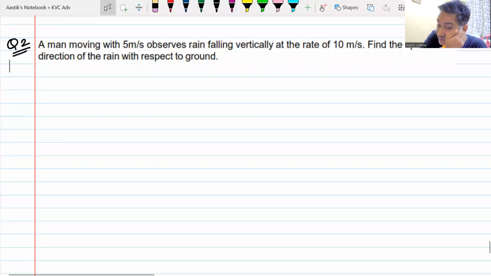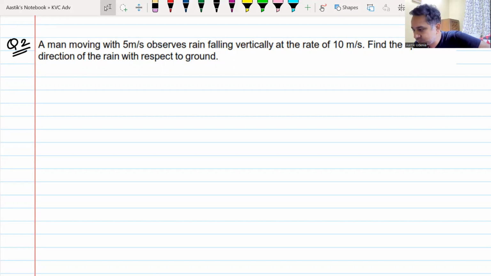This is the next question. A man moving at 5 meter per second observes rain falling vertically at the rate of 10 meter per second. The language has changed and hence the question. Find the speed and the direction of rain with respect to ground. And you have 2 minutes to do this.